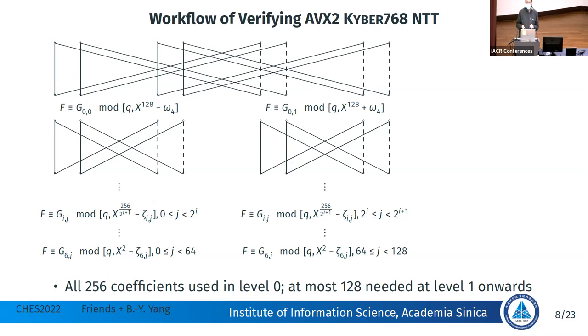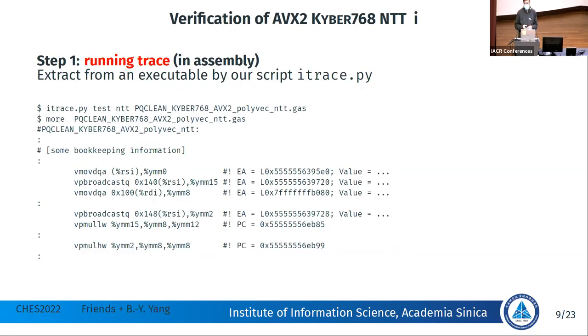And this leads to a problem in classical compositional reasoning, where each stage depends on the previous stage and only the previous stage. That's very common in formal verification. To actually do a Kyber NTT verification, what we do is that we first extract a running trace from assembly. So you actually make an executable and you run our script to extract the particular routine that you want to have verified. So you have something that's basically a running trace in assembly.